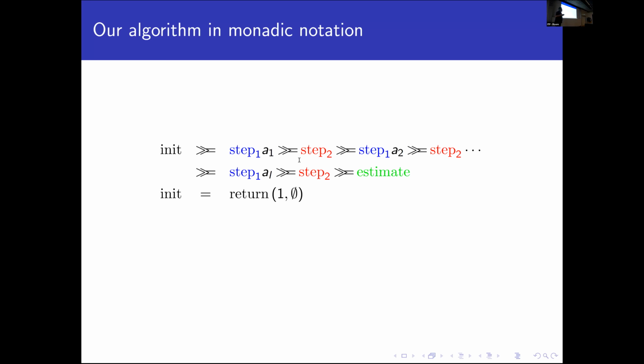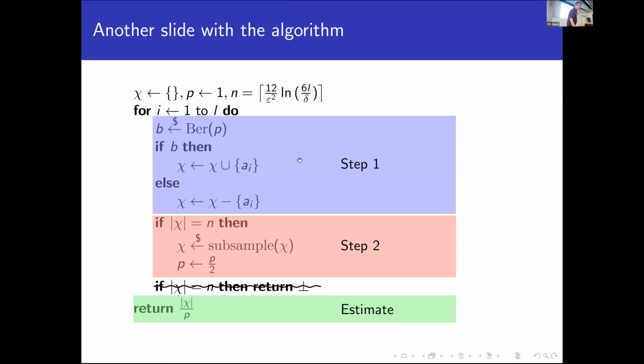And maybe the interesting part is that step 2 doesn't depend on the stream elements. If you recall the step, I have a mouse, cool. This step is basically independent of the actual stream element. It just does the subsampling based on whether the buffer is full.